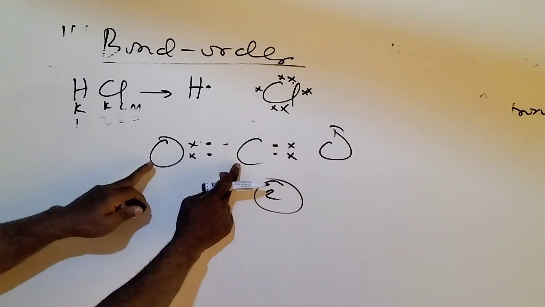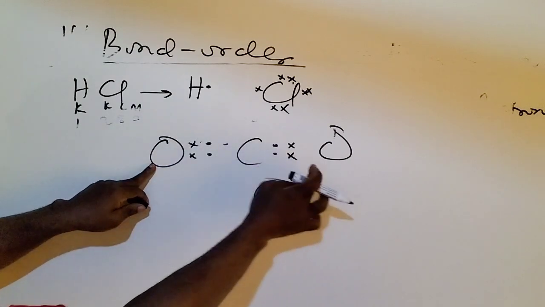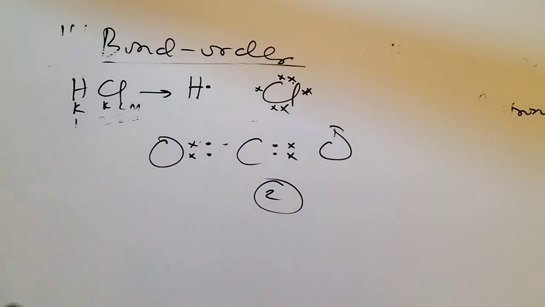So we just choose any 2 adjacent atoms, carbon and oxygen, this and this. 2 pairs, or 2 pairs of electrons shared. So this is how we find the bond order of simple molecules, homonuclear and heteronuclear molecules. So we'll continue from here.